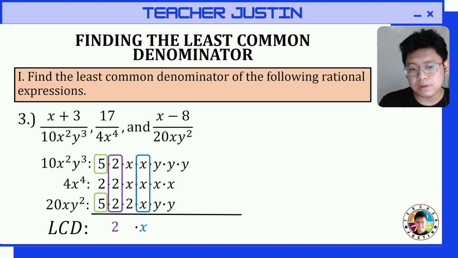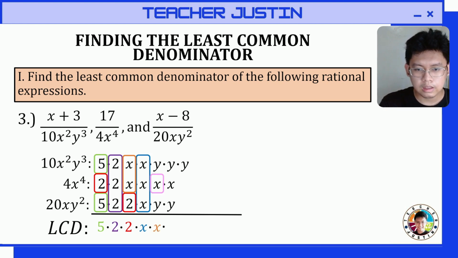Kahit hindi nag-a-appear yung ating factor 5 sa 4x raised to 4, it is still considered as a common factor. So, since nag-appear siya twice dito sa ating pag-factor, we will consider it as 1. So, isang factor siya. Tapos, meron tayong 2, okay, na common. Tapos, x din. Okay. Tapos, isa pang x. Kunin natin yung mga walang partner. Okay, and sama natin sa least common denominator.